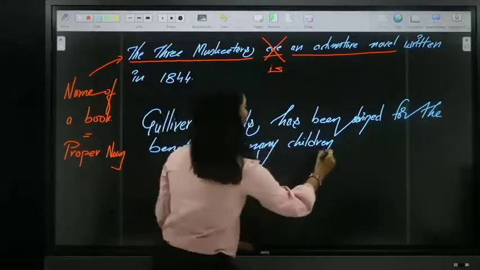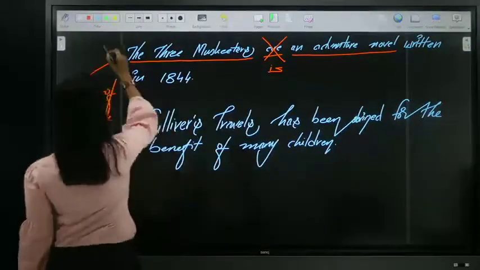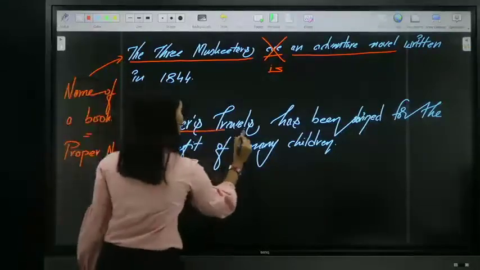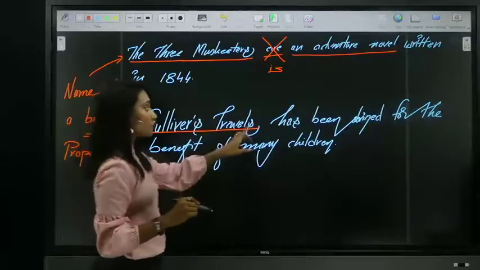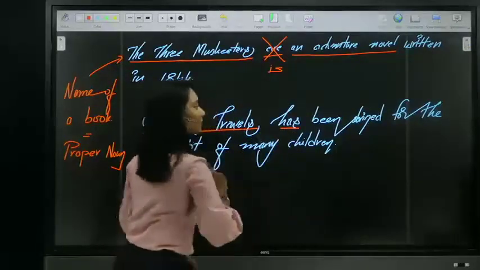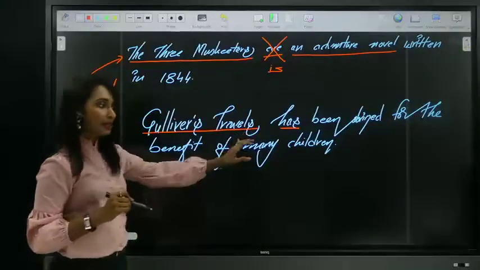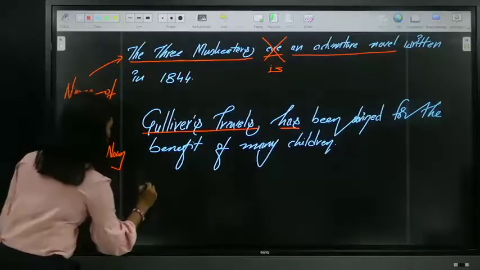See here, I'm talking about the name of the book, that is Gulliver's Travels. Even though it ended in S, it's a name. So it should be singular. So singular verb, has been. Let us see one more example.